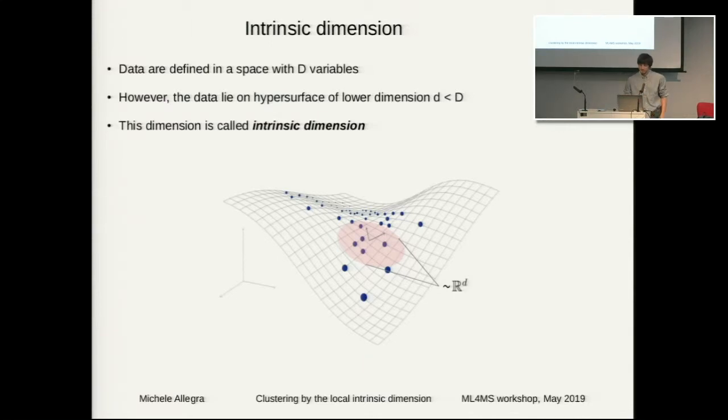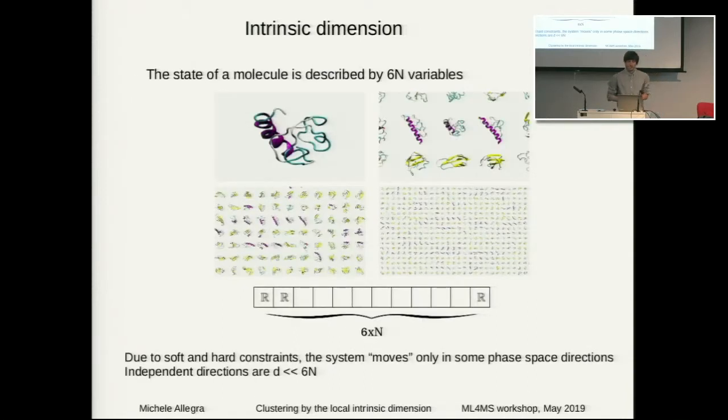So just to make you an example you might be familiar with, the state of, say, complex physical systems lives, in principle, in a space with many variables. Let's say if you have n atoms or elementary particles, the state in phase space is defined by 6n variables. But due to soft and hard constraints, the system moves only in a few directions in phase space, so that the actual trajectory lives on a hypersurface of dimensionality which is much inferior to 6n. So in the remainder of the talk, by small d, I always indicate the intrinsic dimension of the space.